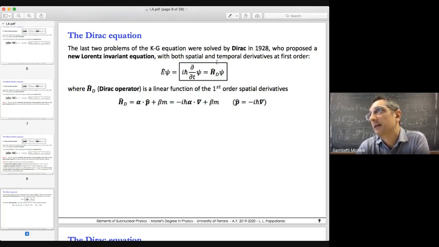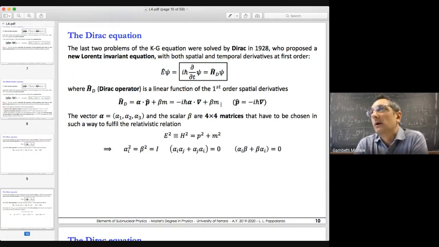You can also write it as an eigenvalue equation in this way, where H_D is the Dirac Hamiltonian that we can write in this way. It essentially has a linear dependence on the momentum operator, that means a linear dependence on the nabla, so on the spatial derivatives. And we have here essentially two parameters: a scalar parameter beta and a vector parameter, which comes with three components: alpha 1, alpha 2, alpha 3. But the most important thing to notice here is that both the time derivative and the spatial derivative enter at the first order.